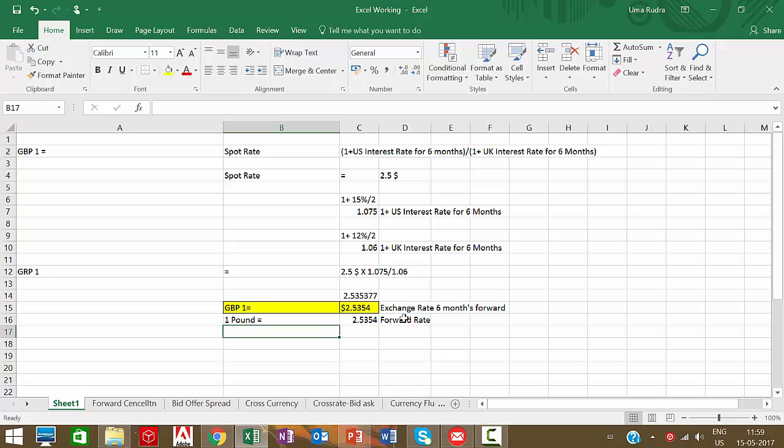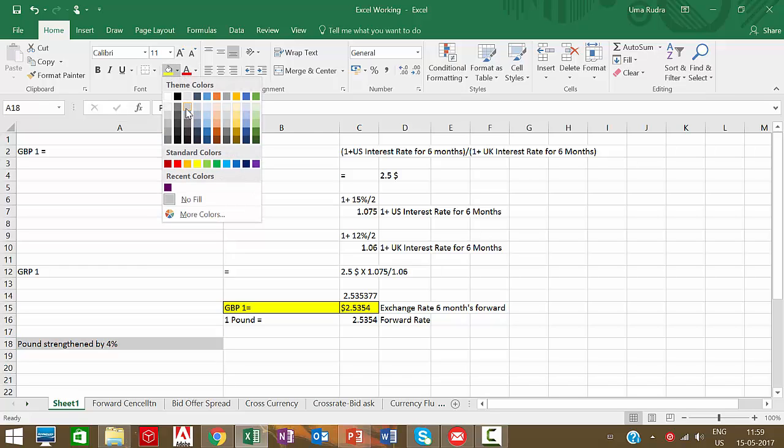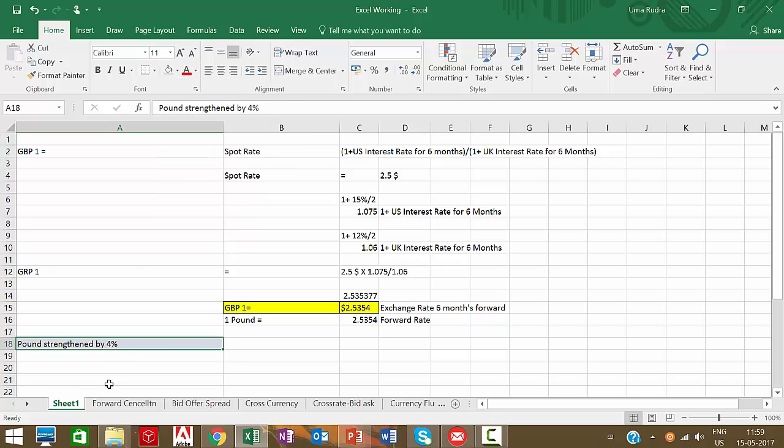Now, GBP strengthened as per the question. The pound strengthened by 4%. This is the condition given. Pound strengthened by 4%. So I have gone into a forward contract.